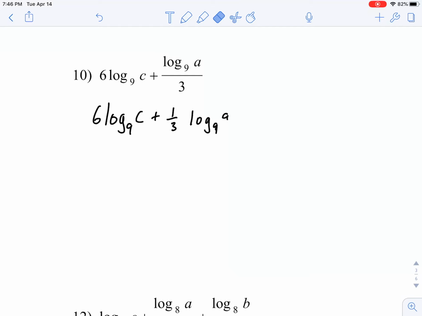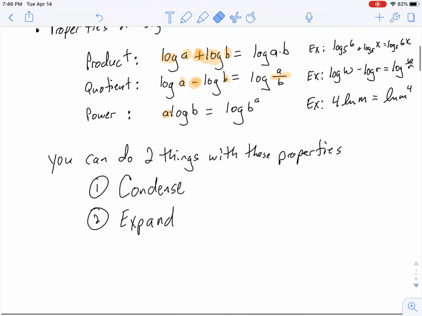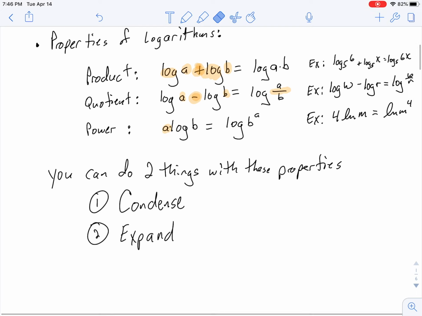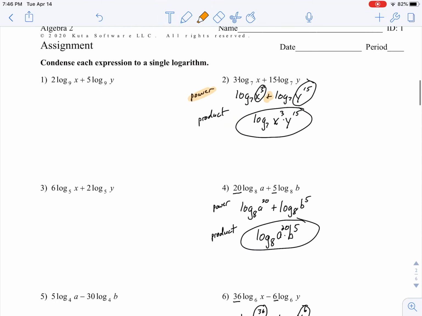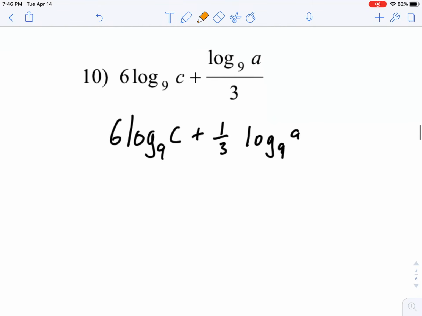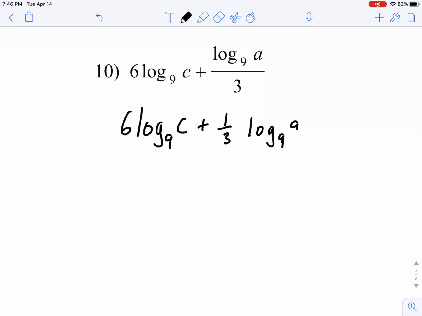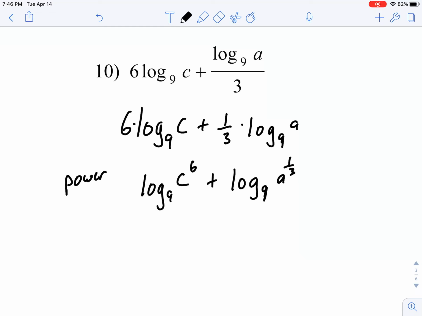And the reason that's important is because none of these properties up here say anything about being divided by a number, but we do have this third one that says, when you multiply by a number, you can make it a power. So if we take this and change the divide by 3 into a 1/3, now we can do our first actual step, which is the power rule. So the power rule, or power property, we're going to take this 6 in front of the log and make it a power. And then we're also going to take that 1/3 and make it a power. Whoa. Getting a little confused with my 9s and my A's here.